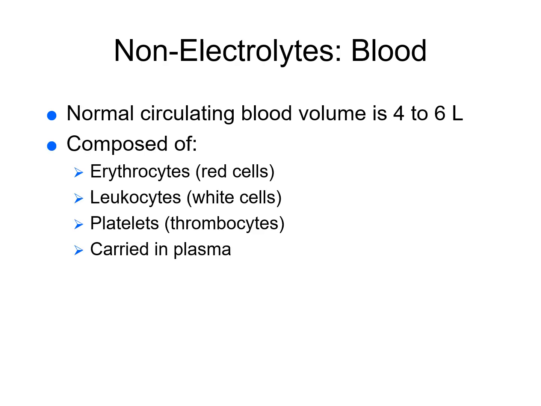A non-electrolyte that's a fluid is blood. Our normal circulating blood volume is 4 to 6 liters. So it's kind of important to know because volume is volume, but we've got to have volume in specific places and specific things, specifically blood. And we need 4 to 6 liters to live, to have homeostasis, to be able to function. It's composed of erythrocytes, those are your red blood cells, leukocytes, which is your white cells, platelets, which is your thrombocytes, and it's carried in a liquid form, which is your plasma.